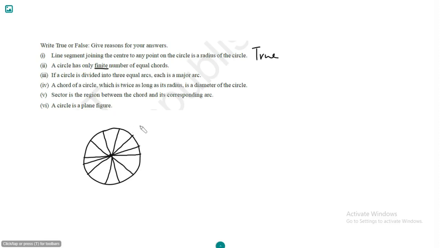Similarly, this holds true for chords that are not diameters. So if you have a circle and if you're drawing a chord of length, let's say 3 centimeters, you can keep drawing such chords in all parts of the circle. So you can keep drawing as many chords as you like with a length of 3 centimeters. So some of the chords may be like this, and you can even draw chords that intersect the other chords, right? So this is false because you can have infinite number of equal chords in a circle.